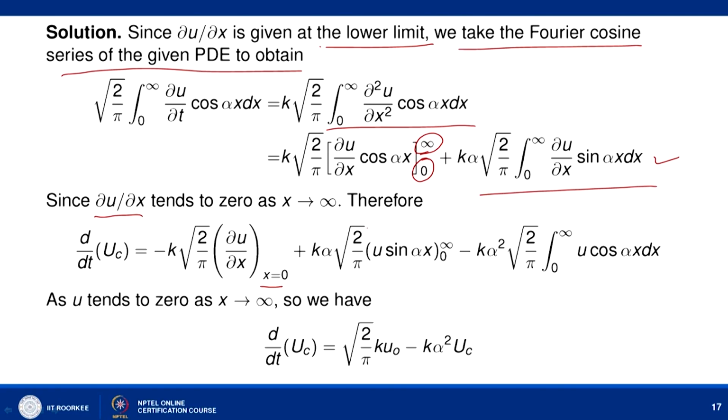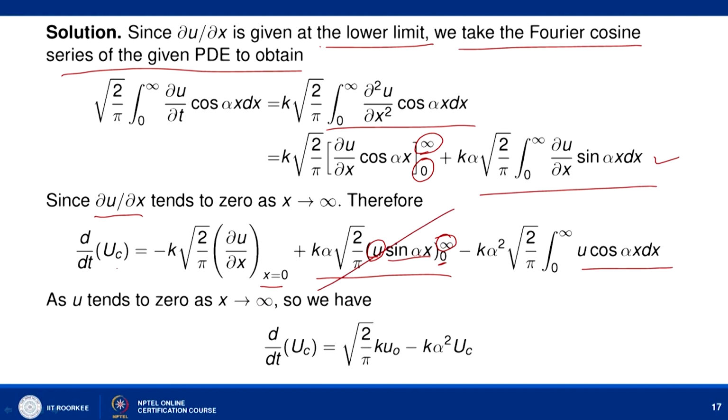We can write k alpha under root 2 by pi u sin alpha x from 0 to infinity minus k alpha square under root 2 by pi integral 0 to infinity u cos alpha x dx. Now, if you look at this boundary point, as x tends to infinity, u is tending to 0. So, this part is gone, and at x equal to 0, sin alpha x is 0. So, this boundary term will vanish.